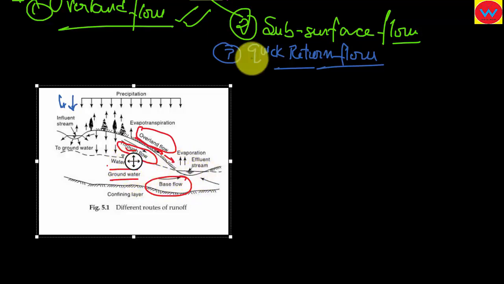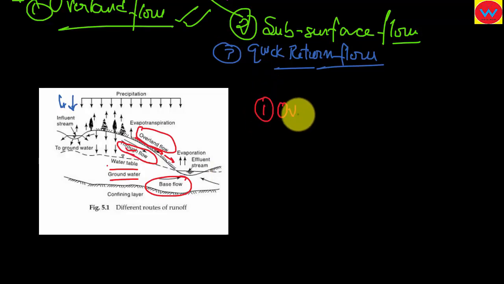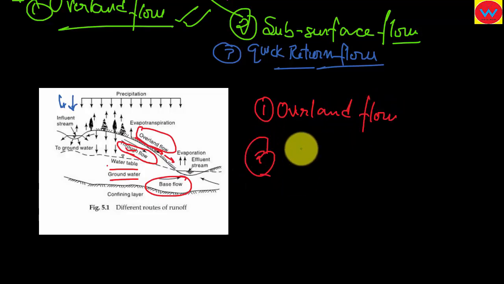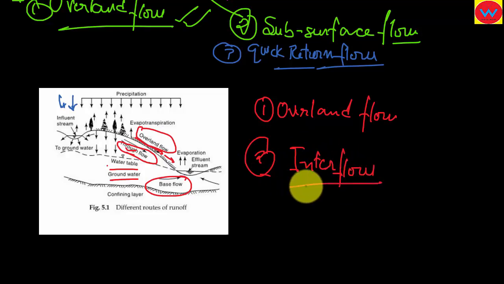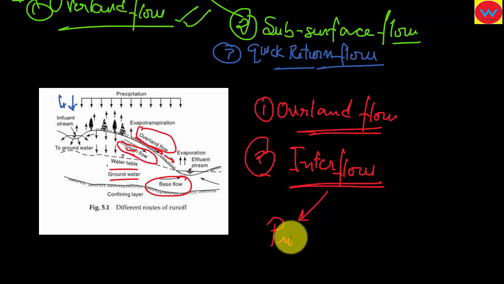Let us summarize once again what we have studied. So we have first called as overland flow, which we are clear about what is that. Second is that we have interflow, that is flow beneath the surface, and this is flow over the surface. Basically this is the main differentiating criteria here. So for interflow we have two categories, that is prompt interflow and delayed interflow.